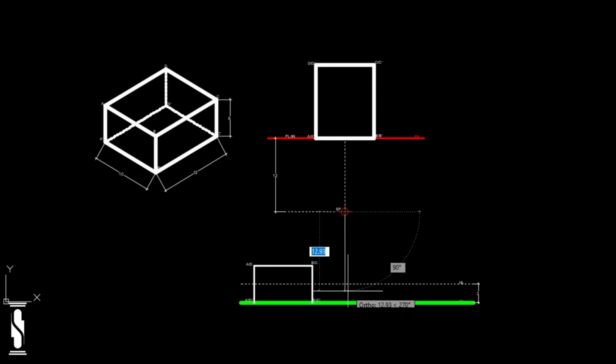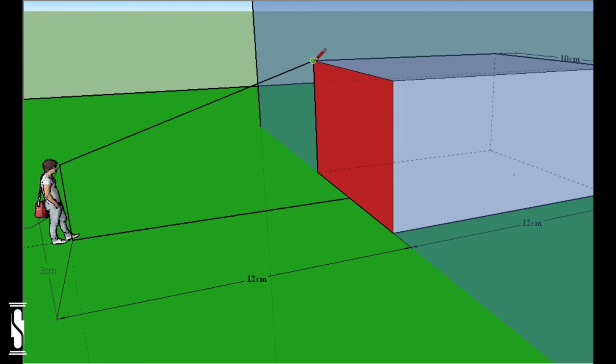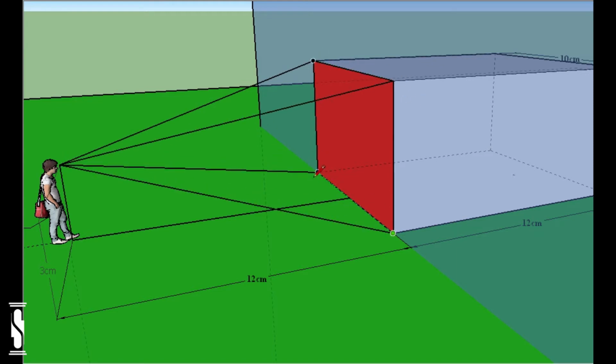Now, drop a vertical line on the line of horizon from the station point. Wherever both lines intersect, mark that point as the vanishing point, denoted as VP. The lines or surfaces which are touching the picture plane will be made of actual size or true size in one-point perspective.